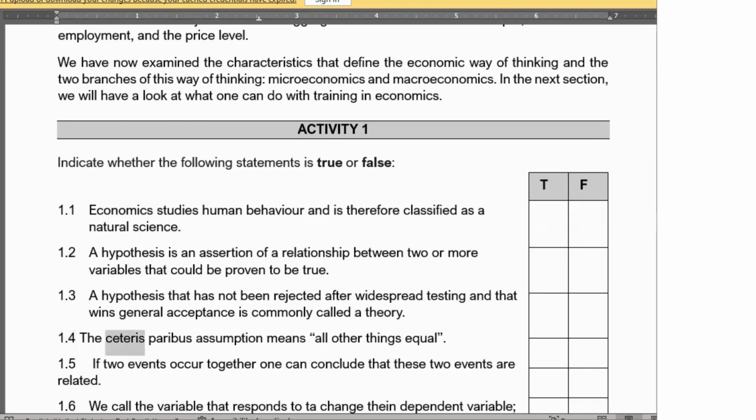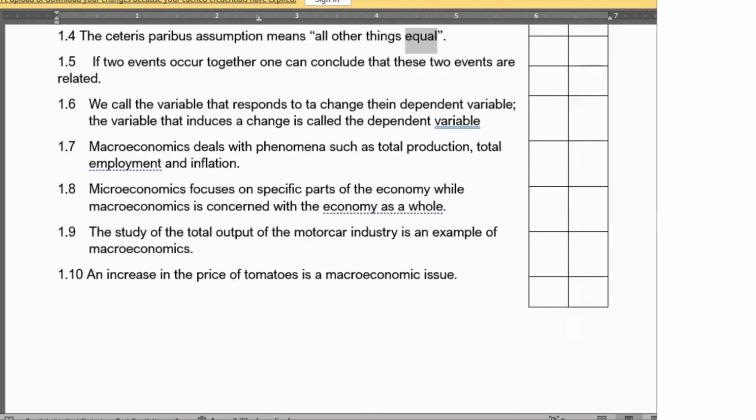1.4 The ceteris paribus assumption means all other things equal. 1.5 If two events occur together, one can conclude that these two events are related. 1.6 We call the variable that responds to change the independent variable. The variable that induces a change is called the dependent variable.